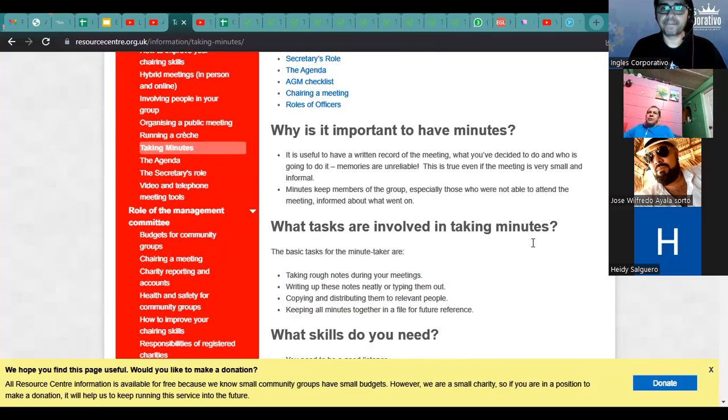Okay, what is important to have a minute? It is useful to have a written record of the meeting, what you decide to do and who is going to do it. Memories are unreliable, it is true, even if the meeting is very small and informal. Minutes keep members of the group, especially those who were not able to attend the meeting, informed about what went on.